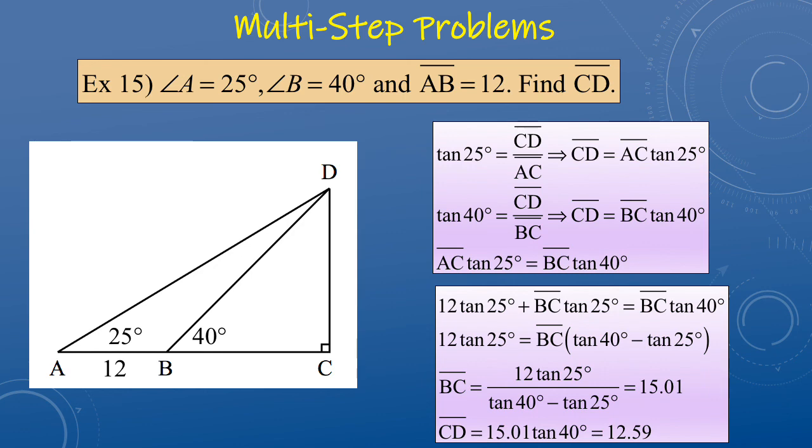But we are not trying to find BC, we're trying to find CD. But now we have the base of triangle BCD, and therefore CD is simply 15.01 tangent 40 degrees, and that makes CD equal to 12.59. Later in the year, we will learn to work with triangles that are not right triangles, and we will have a completely different approach to this problem, which will make it slightly easier.